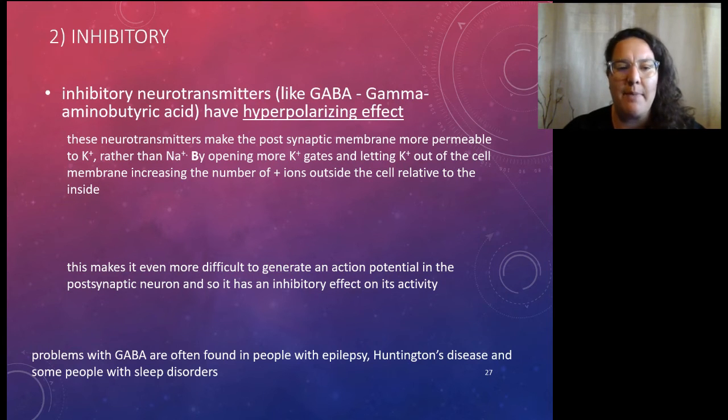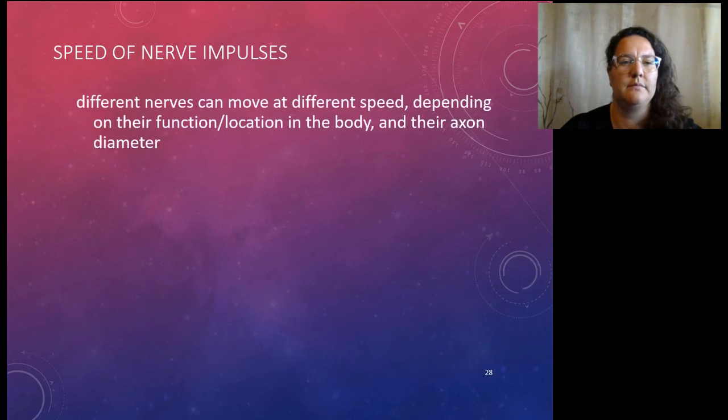So problems with GABA are found in people who have epilepsy, Huntington's disease, and some people with sleep disorders because their neurons are less likely to fire.